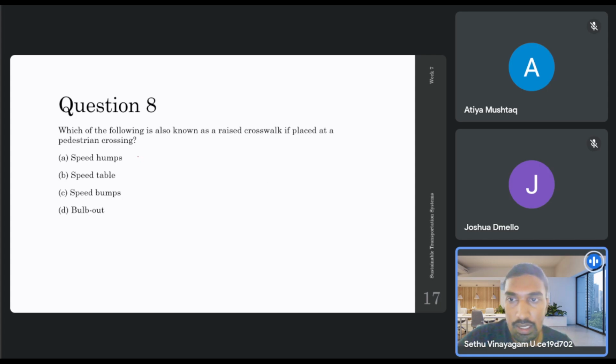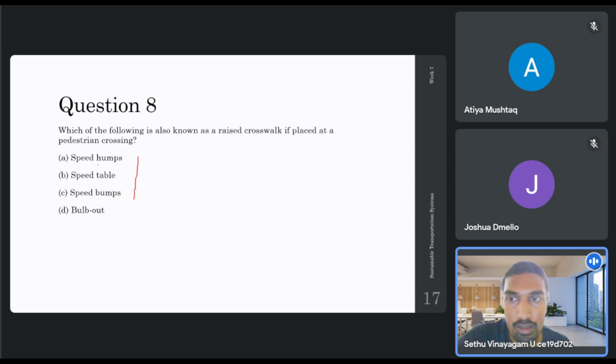These three come under the vertical deflection approach, where we are trying to increase the level of the road at a particular point so that the speed is reduced. People will experience jerks if they travel at high speed over these raised pavement locations, therefore they will reduce the speed. We have different types under that: speed humps, speed table, and speed bumps. These three serve the same purpose. They basically differ based on the dimensions.